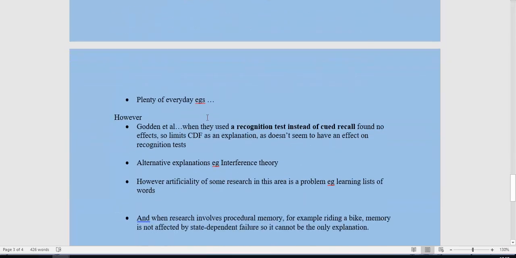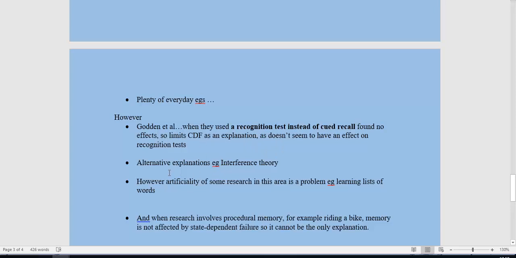We also have plenty of everyday examples. When you go upstairs, you think, oh, what have I come upstairs for? I can't remember. You go back downstairs to the same place where you thought about it and you can remember what you went upstairs for. However, Godden and Baddeley also tried a recognition test instead of a cued recall test, and they found no effects of the same state recall. So it does limit cue-dependent forgetting as an explanation, because it doesn't seem to have an effect on recognition tests.